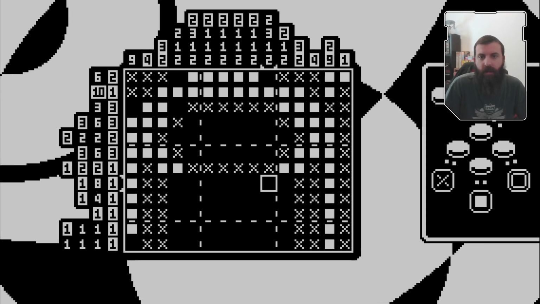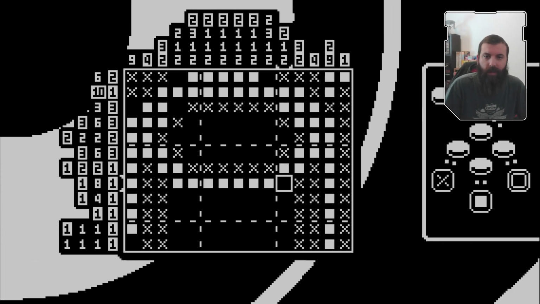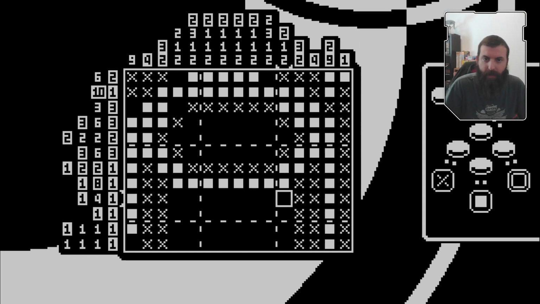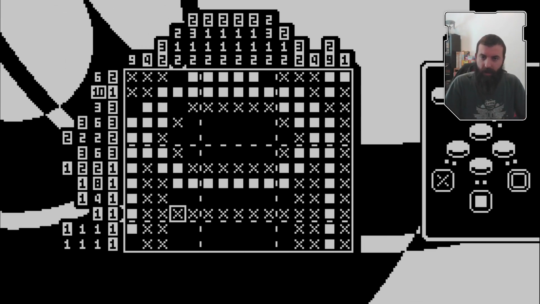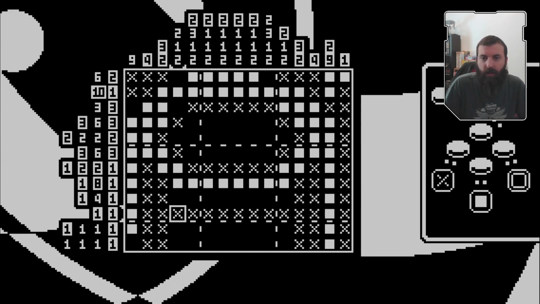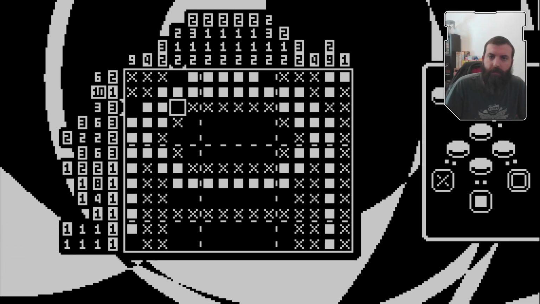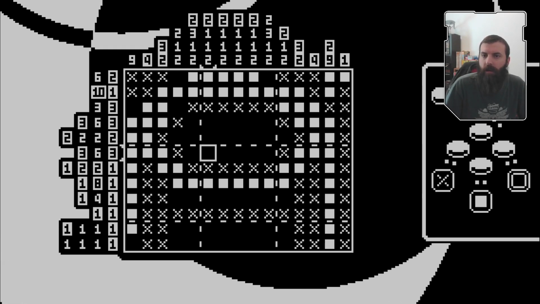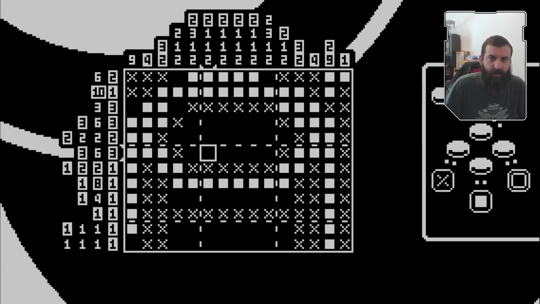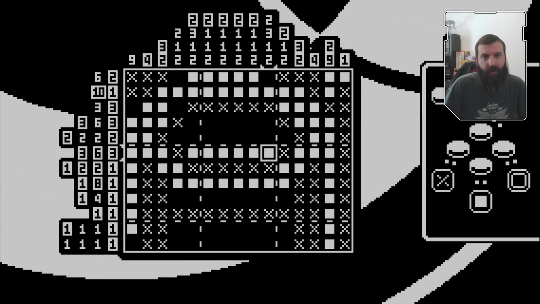Good stuff. 1, 8, 1. We know that that has to be like that. 1, 1. We've got this row already filled completely out. Good stuff. Alright, so 3, 6, 3. There's 6 spots here, so those have to be like that. Great stuff.